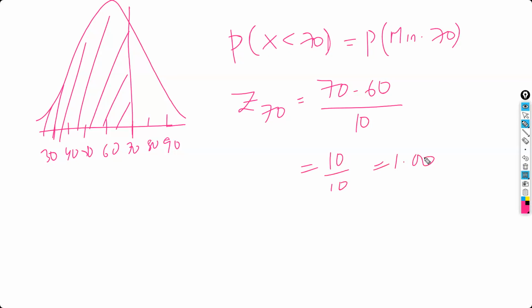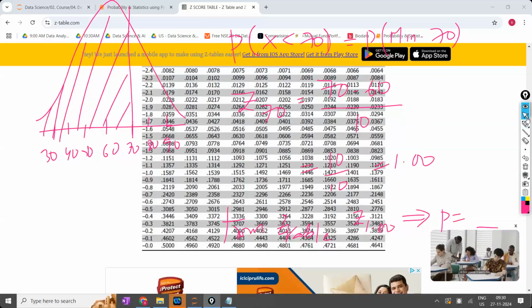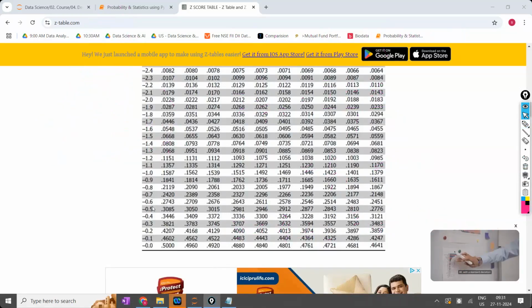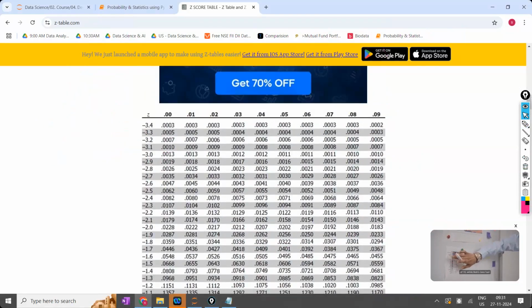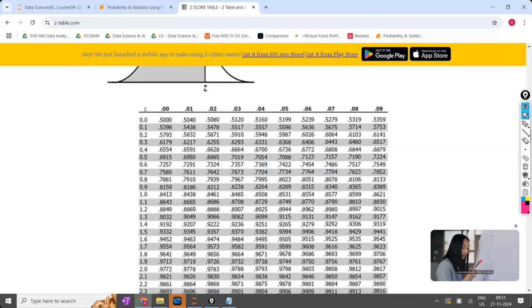Now open the z table. From the z table, we are going to find z of 1.00. What is the corresponding p value? Just open the z table. In the z table, sir, we got the value 1.00, but here the z values are all minus. No sir, where is positive? Just scroll down. If you scroll down, you can see negative z values and positive z values; both are possible.